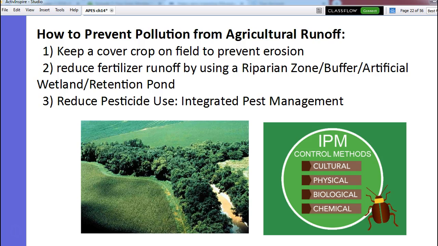Okay, you might also hear it called a buffer, right? It's a buffer area. Artificial wetland. Wetlands help filter water. So if we make a man-made wetland, okay, that could help filter out some of those toxic things that we have in our agricultural system. Or we could build a retention pond, a pond that's going to store water, okay, from runoff. Remember, we have integrated pest management. That's a solution as well, where we use lots of different things. We use biological controls. We use cultural methods, barriers, and we can use pesticides, but it reduces how many pesticides we end up using. So those are some options when we get to agricultural runoff.